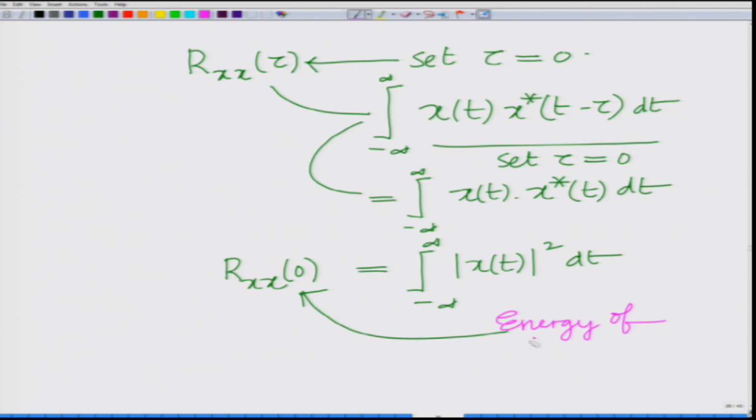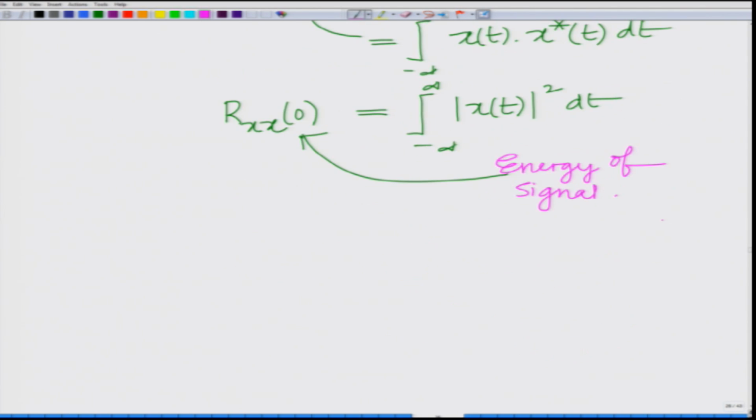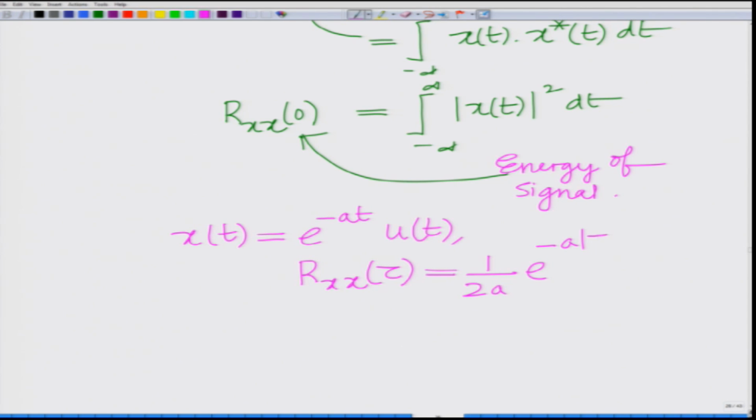It again gives us the energy of the signal. Now, for our signal x(t) equal to e to the power of minus at u(t), we have shown that r_xx(tau) equals 1 over 2a e to the power of minus a magnitude of tau. Now, set tau equal to 0, and r_xx(0) you can once again see equals 1 over 2a e to the power of minus a times 0, e to the power of 0, which is again simply 1 over 2a.